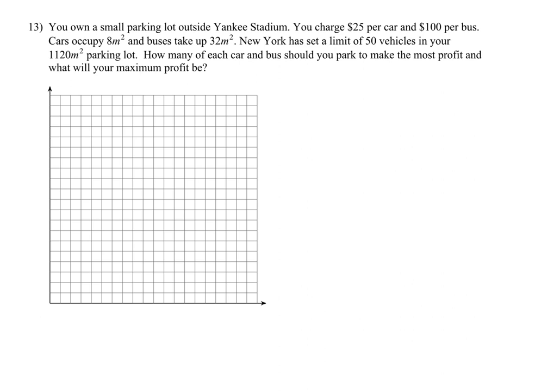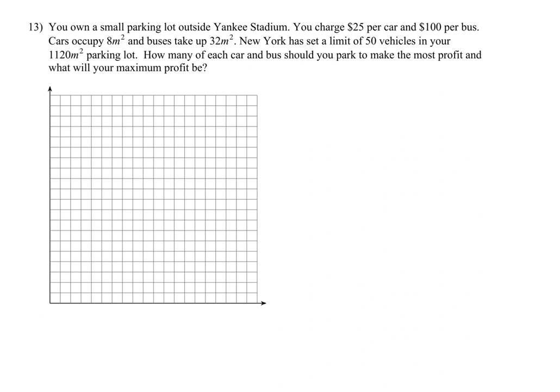So it says you own a small parking lot outside Yankee Stadium. You charge $25 a car and $100 per bus. Cars occupy 8 square meters and a bus occupies 32 square meters. New York has a set limit of 50 vehicles in your 1,120 square meter parking lot. How many of each car and bus should you park to make the most profit, and what will your maximum profit be? All right, so we are going to look for everything.